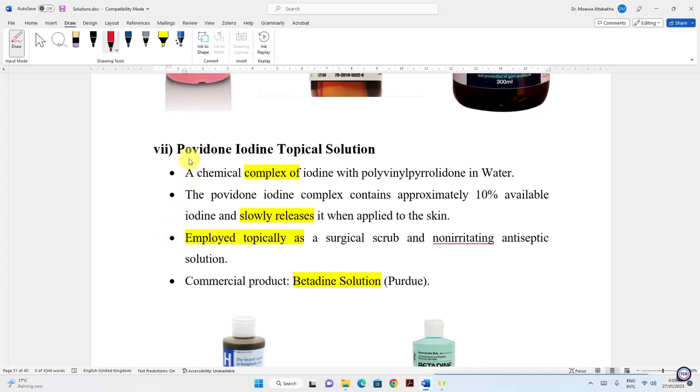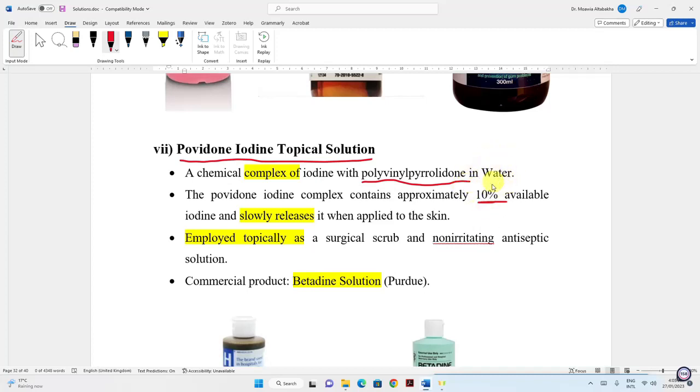We have also another preparation which is referred to as povidone iodine topical solution. What is povidone? Do you remember it? It's polyvinyl pyrrolidone. This is a polymer. So we are adding iodine to this polymer in a concentration of 10%. Okay? So iodine in the polymer is 10%.